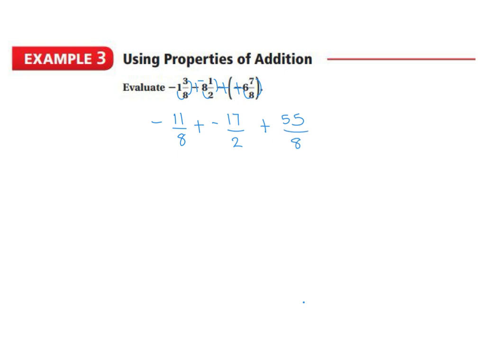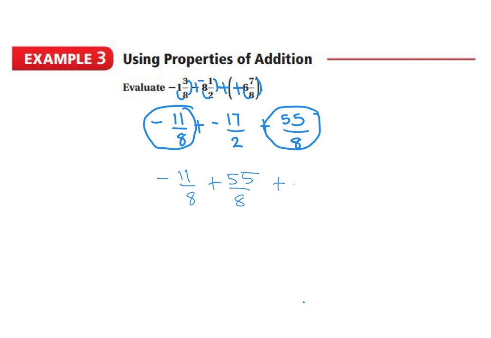So then here's where our properties come in. I notice that I have two of my rational numbers that already have a common denominator of 8. So I just want to combine those first. So I want to take this, and I want to combine those. And I can because of the commutative property of addition. It says that I can just rewrite this as negative 11/8 plus 55/8 plus negative 17/2.